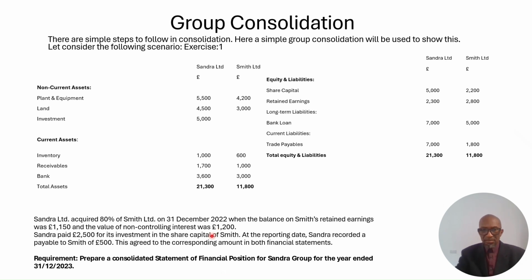I hope you made note of the data you need for consolidation. Underline them. The acquisition cost, 2,500. The retained earnings as at that date, 1,150. Minority interest, which is non-controlling interest, 1,200. And the intercompany transaction balances, which is 500 in both the payable and receivable accounts of the group. Now let's move to the next slide.